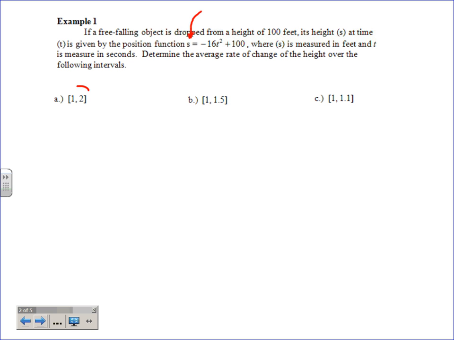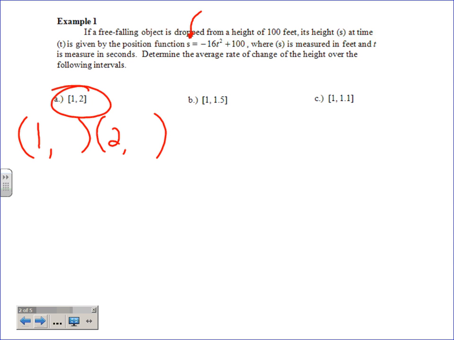So is this a point right here? Well, it's an interval. It's saying go from 1 second to 2 seconds. So I want to know, on average, what was the rate of change there? So what we have to do is let's find the points: 1 comma something and 2 comma something. Right? There are 2 points out there, 1 second, 2 seconds. So how am I going to figure out the y value?